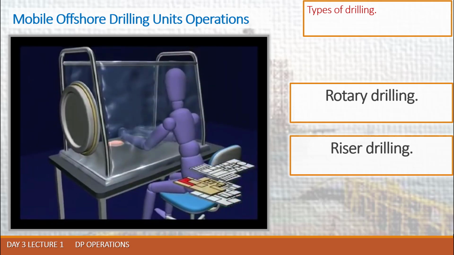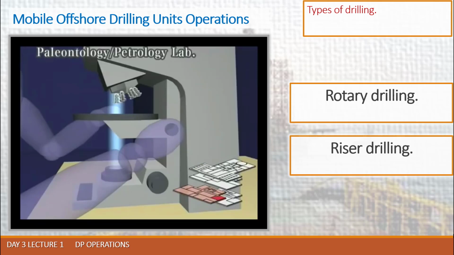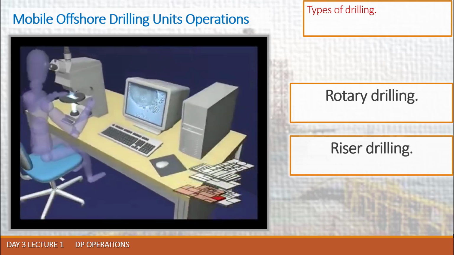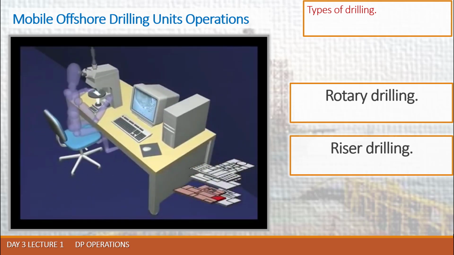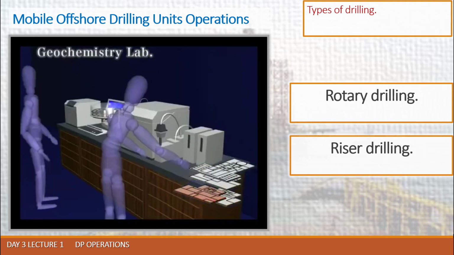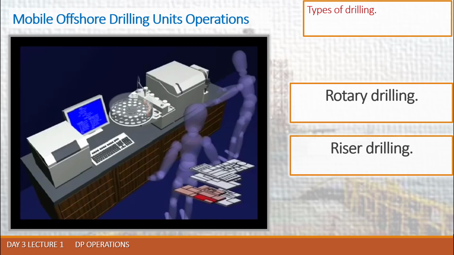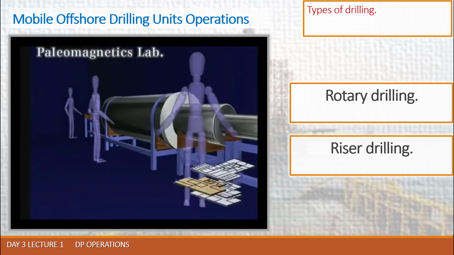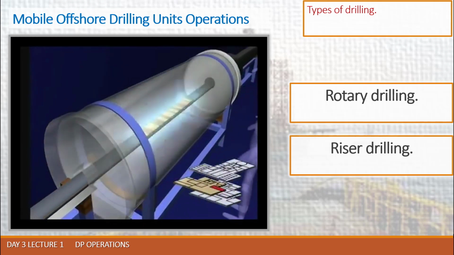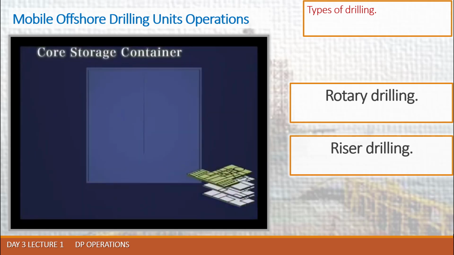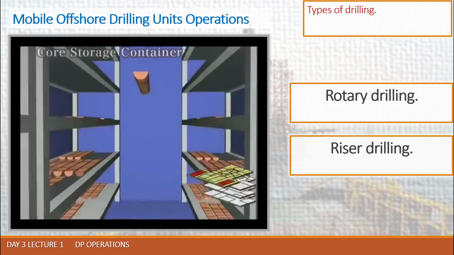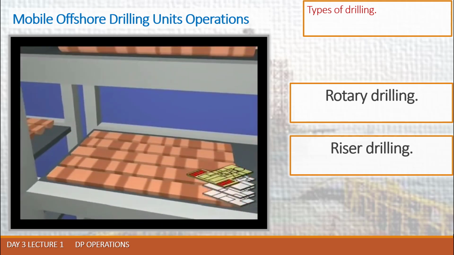Microorganisms in the cores are studied. Fossils, rocks, and minerals from cores are examined microscopically. The chemical composition of cores is analyzed. Cores are used to study the history of the Earth's magnetic field. Finally, all the cores are placed in cold storage for further analysis on shore.